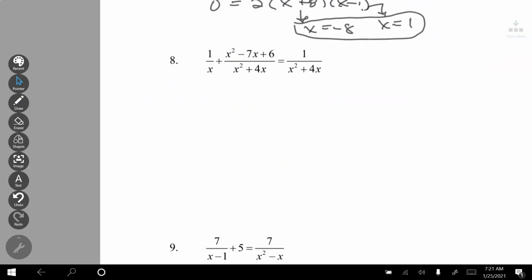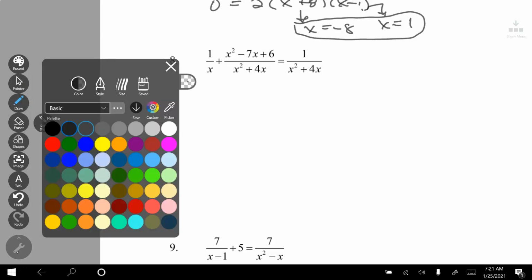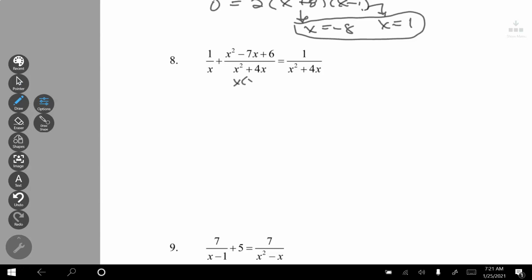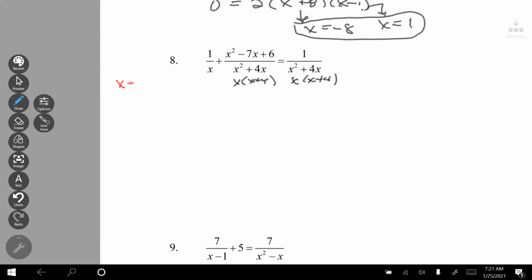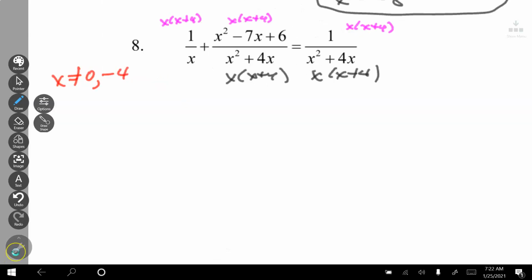Okay, this next one, I had a typo on the original, so hopefully you could see that I changed the last denominator, x squared plus 4x. And again, this is x plus 4, x plus 4. And again, I'm going to note at the beginning of the problem that x cannot equal 0 or negative 4. That cannot happen. So I set up with my multiplication of each fraction, and these x's cancel, not the x plus 4's. Everything cancels here, and everything cancels here.